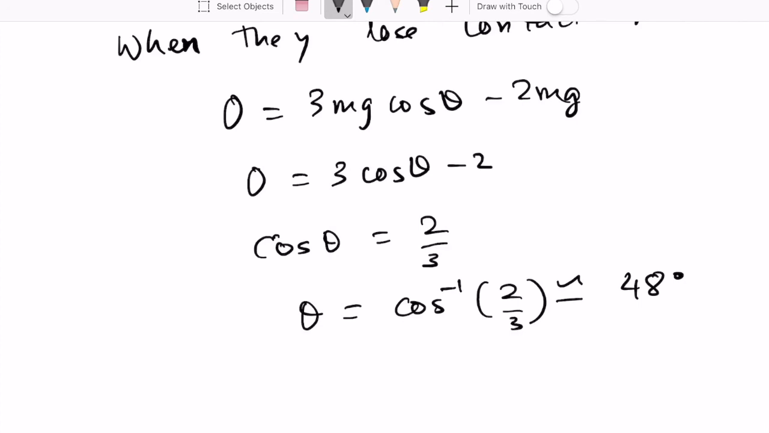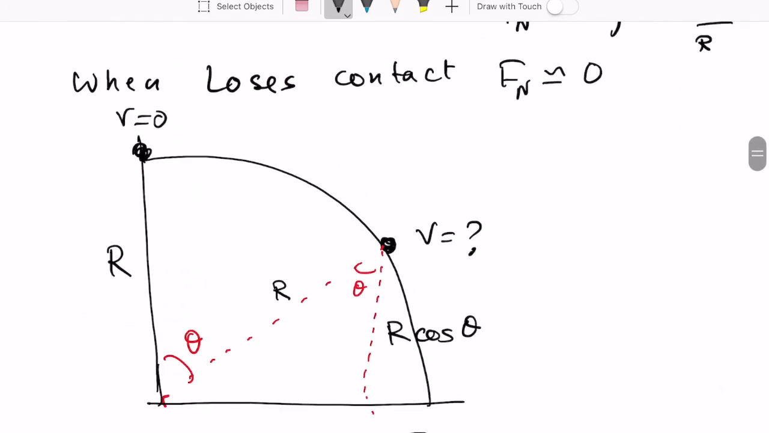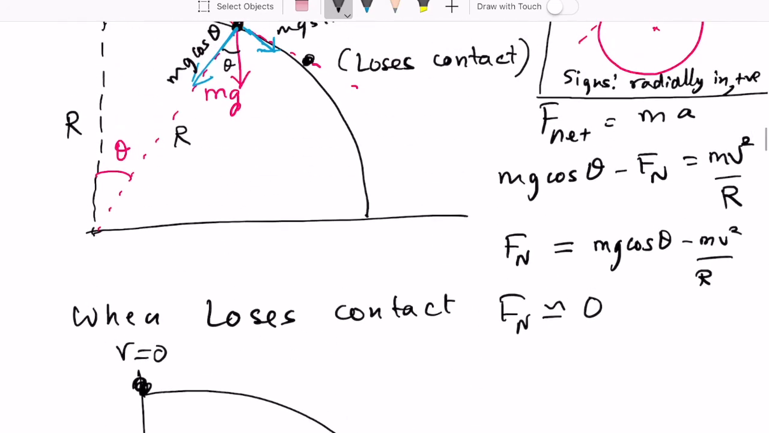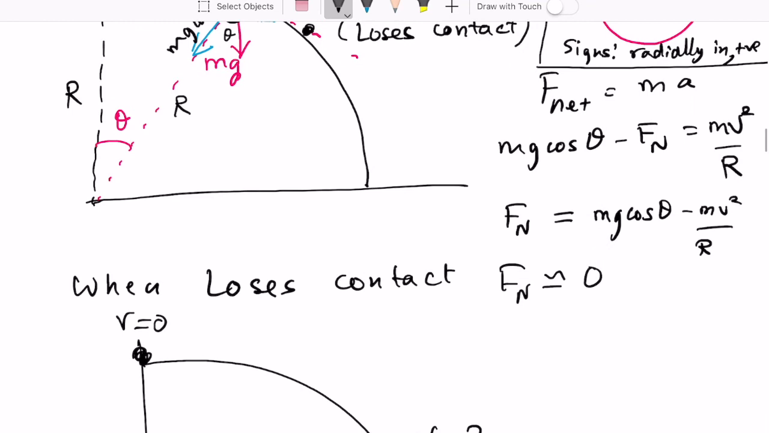All right, so just to summarize what we did here, we knew that Fn will be 0 at the point when the person loses contact, right? So what we did was we first used Newton's second law to derive an expression for Fn, and that's what we did over here.